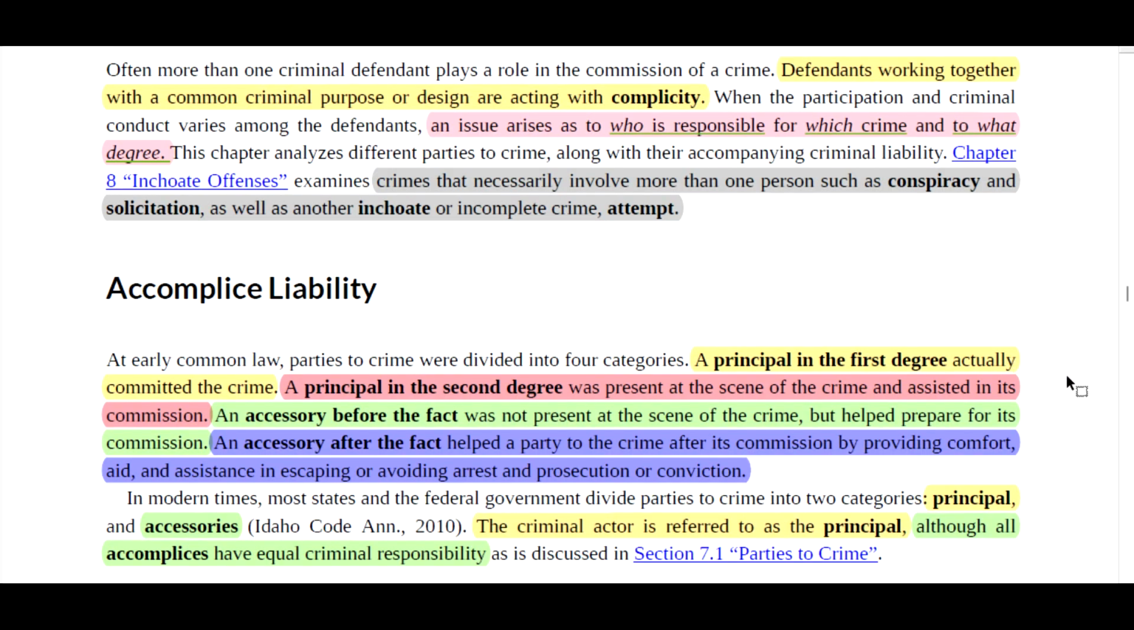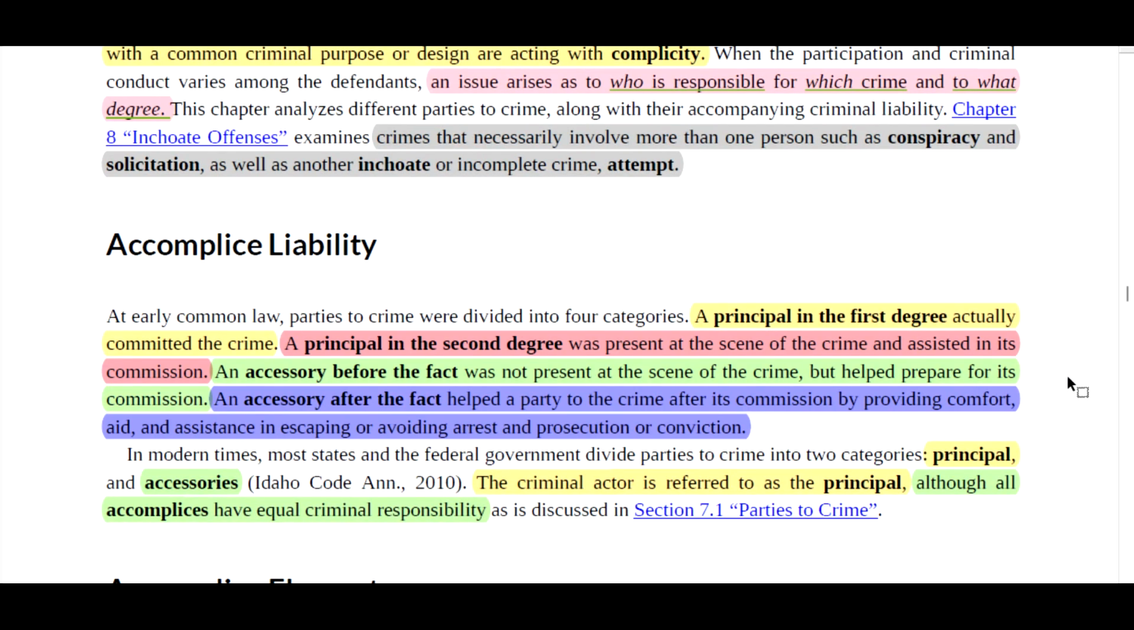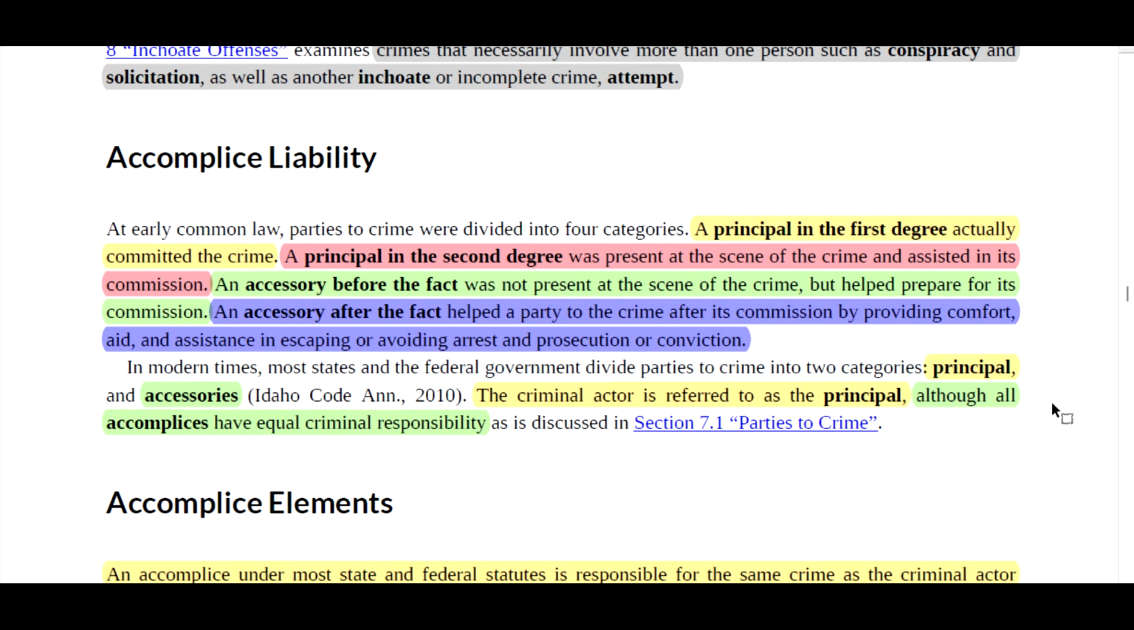So, again, when we talk about people working together, we have to remember that there are different levels. In early common law, parties to a crime were divided into four categories, and that's what we have right here: our four categories of participation when we're talking about accomplice liability. Very simple. We started in early common law with four, and now we focus really on two. I'm sure you've heard the terms for the two now, but you might have even heard the original four.